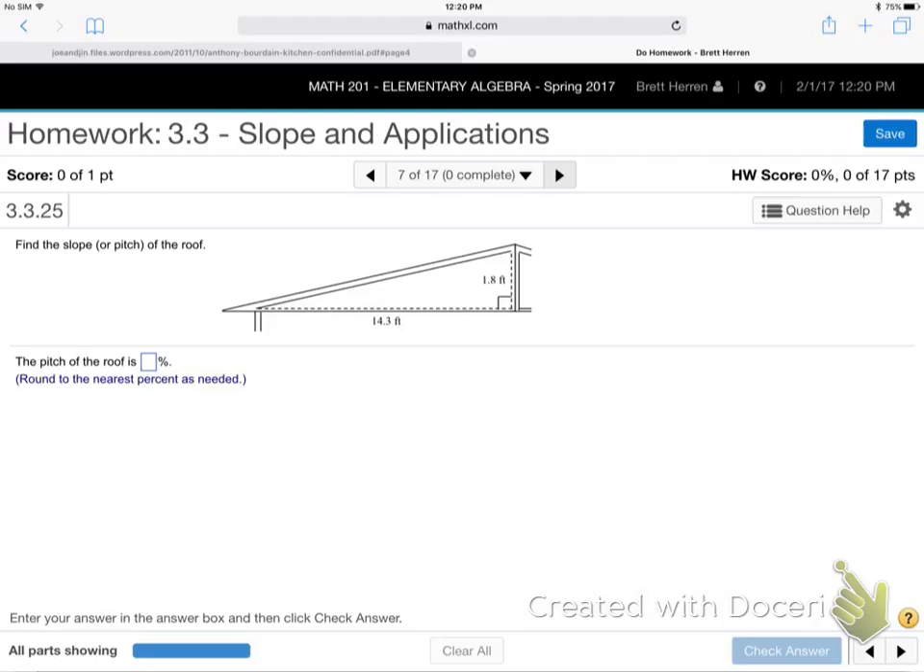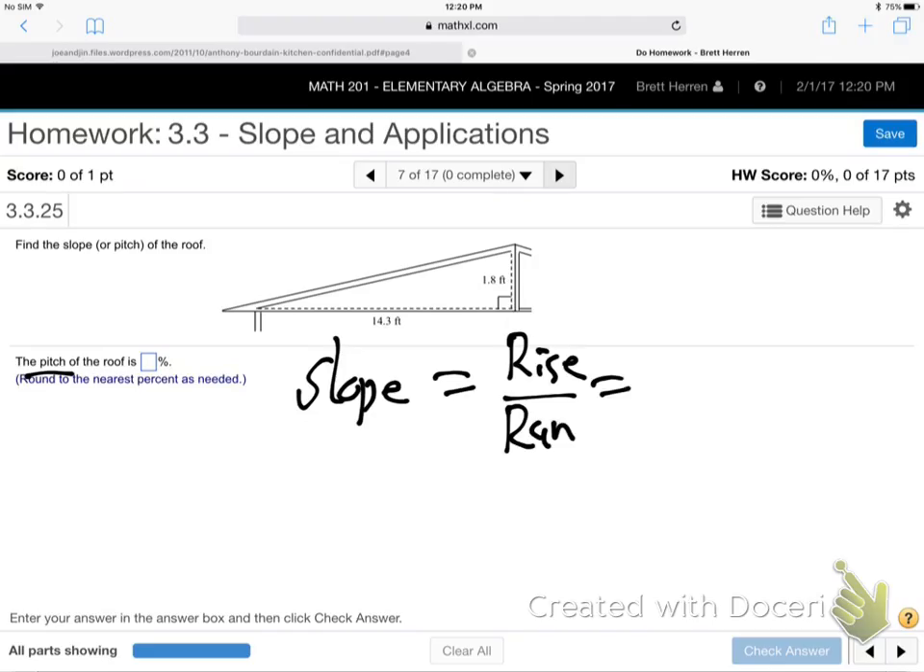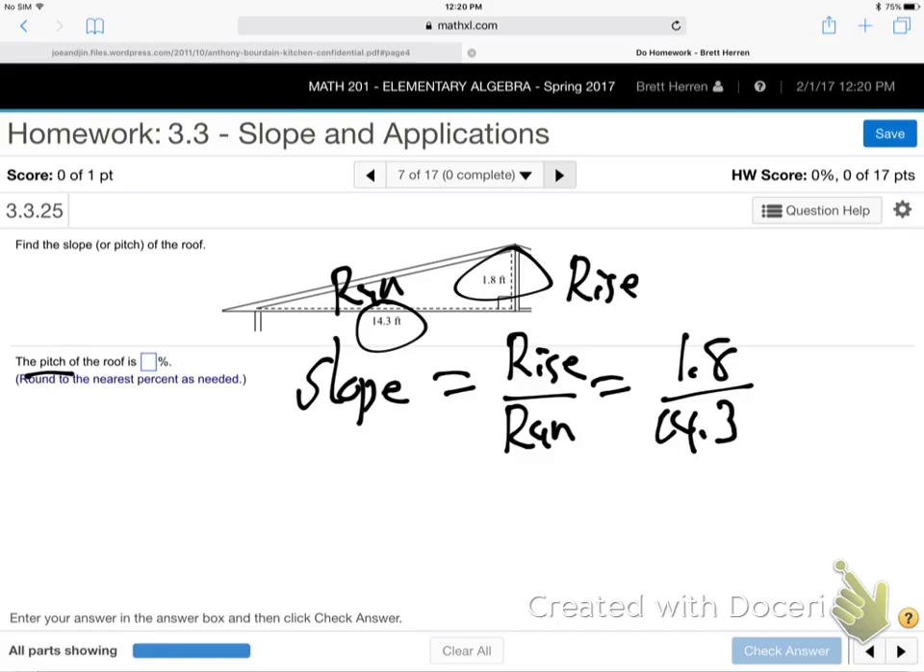A roof slope is called the pitch of a roof. So slope is the same as pitch. It's rise over run. So what's the rise for that roof? It's the 1.8. That's the rise, huh? What's the run? There it is. 14.3. Yeah, this is a super easy one. Just divide on your calculator.